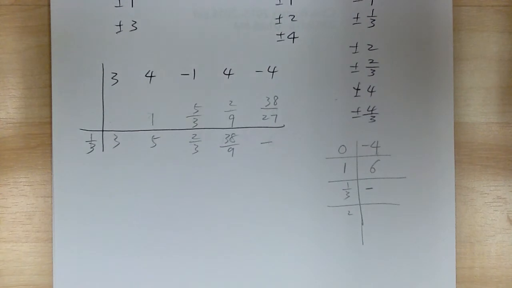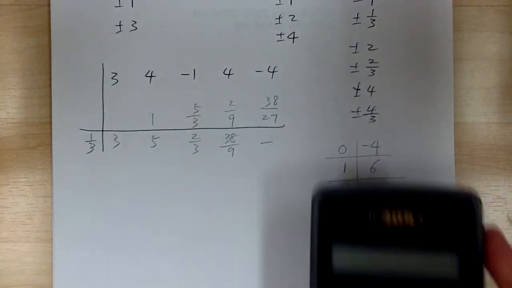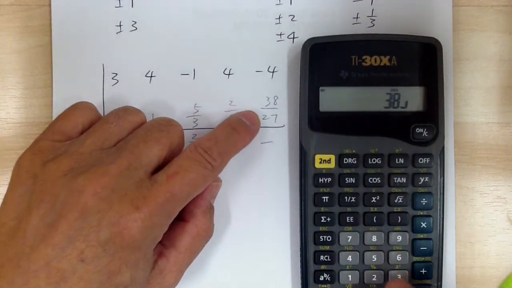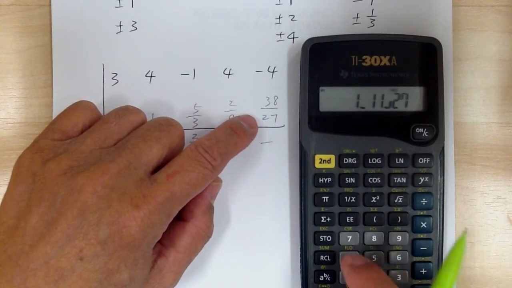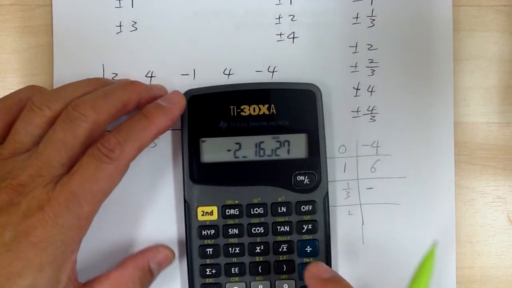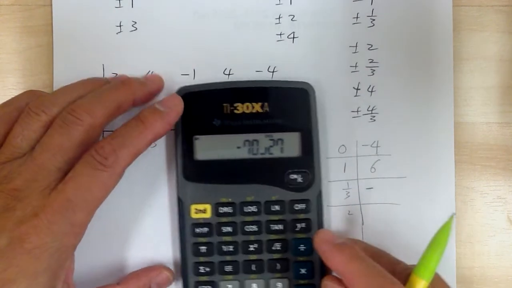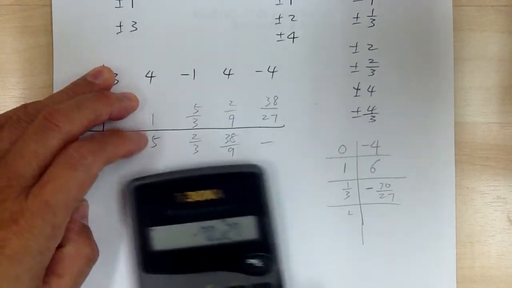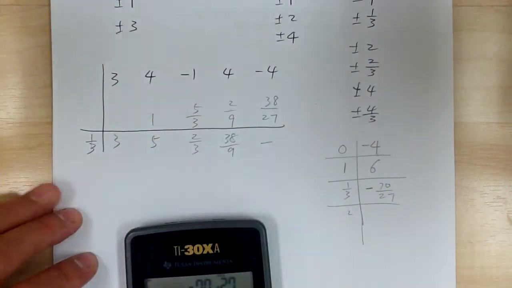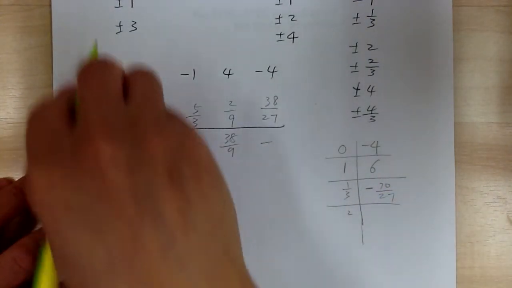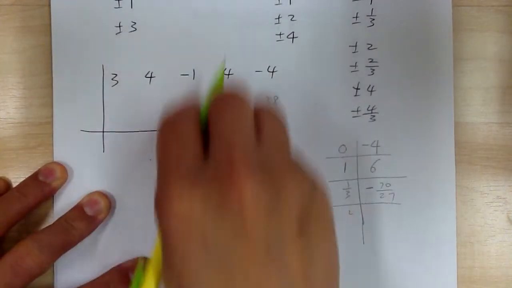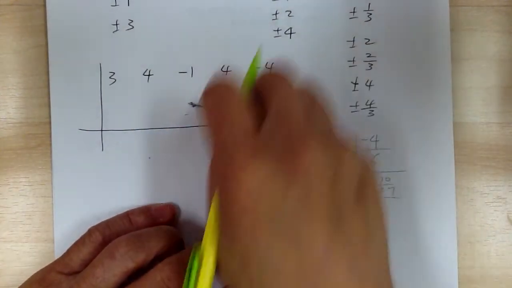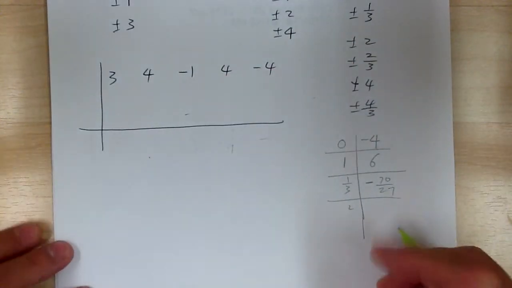What if you use a calculator? Let's use a calculator then. So 38 over 27 minus 4 equals negative 70 over 27. Now don't use decimals. So obviously that one didn't work. You know that 1/3 is still giving a negative, so obviously we're going to try 2/3.